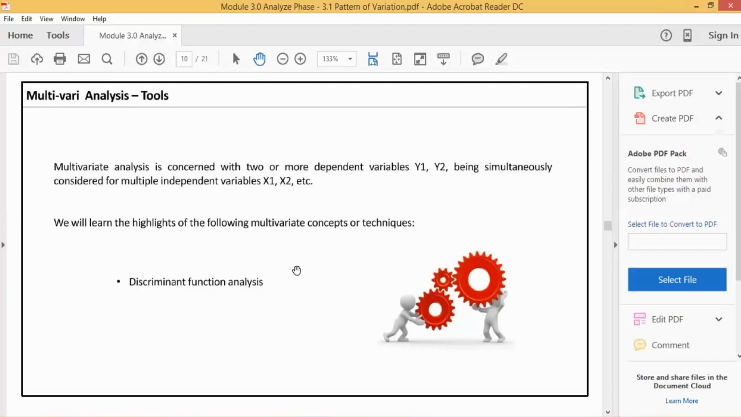The first one for the multivariate concept, from the examination point of view, you have to note this down: multivariate analysis, that is discriminant function analysis. In multivariate tools, discriminant function analysis is one of the multivariate tools.